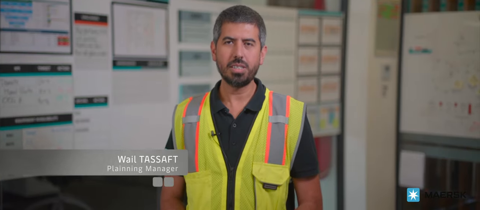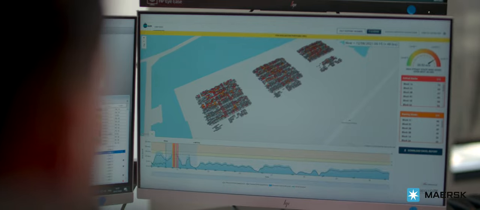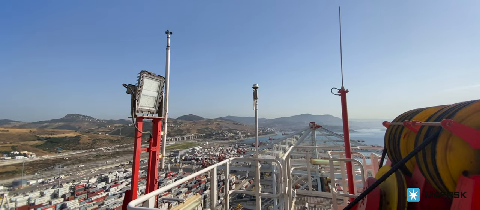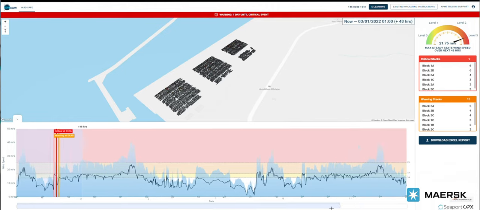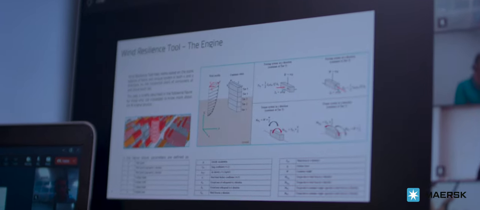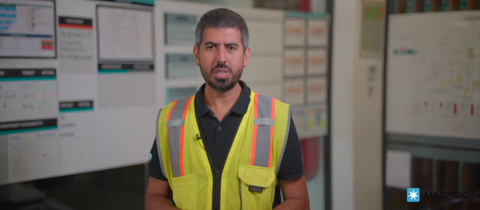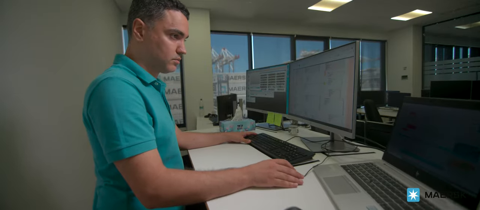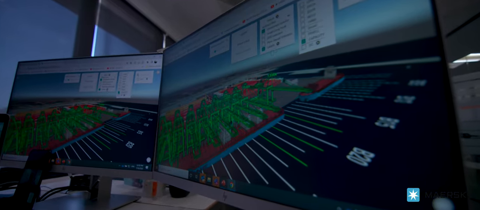Wind Resilience is a decision tool powered by a smart AI engine, which provides an accurate seven-day forecast of wind speed and direction. It gives a 48-hour to up to seven-day forecast and uses a live feed of our TOS and our asset digitization interface.